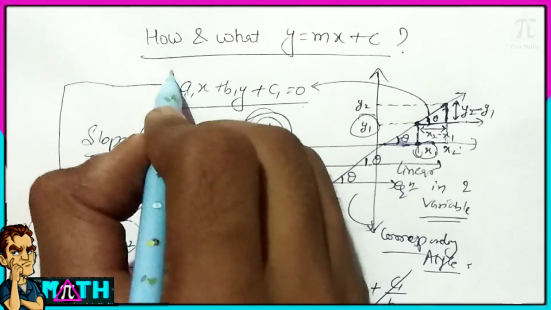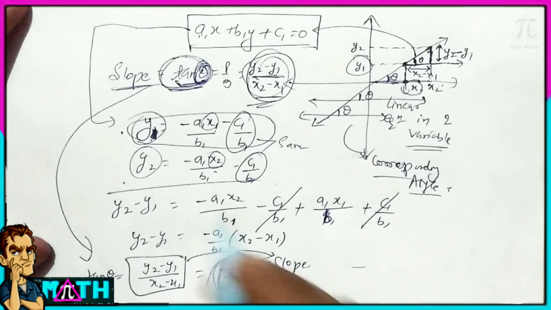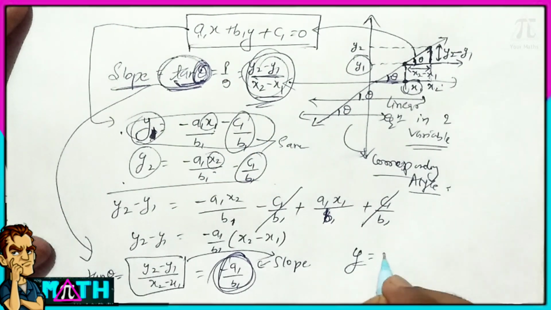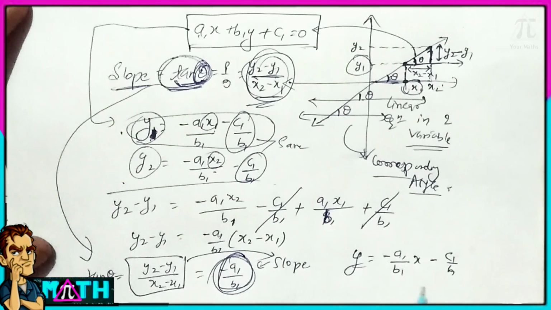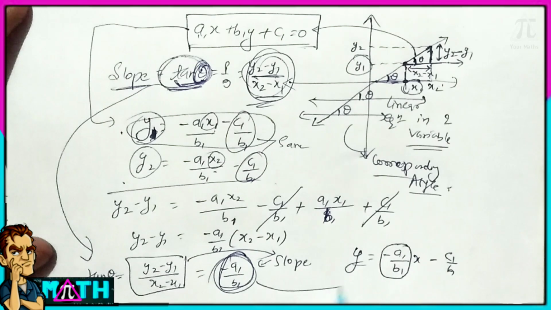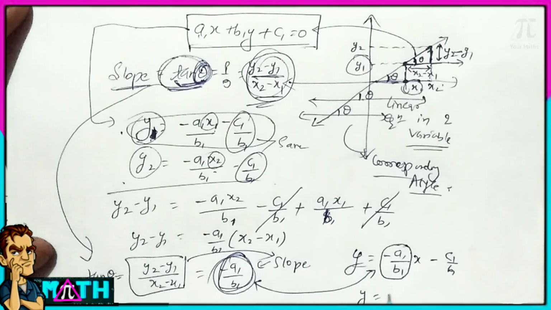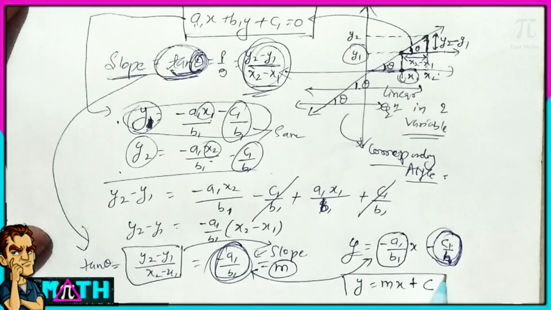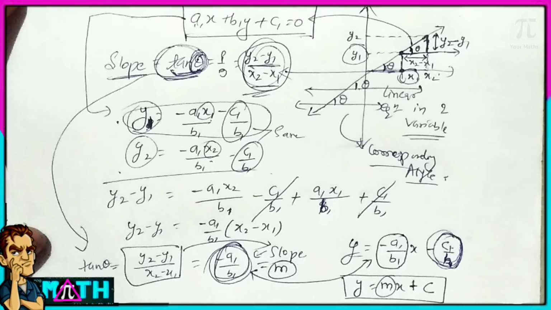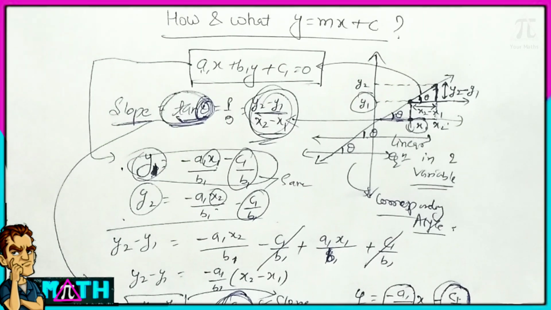Now from this equation we get y equal to something like that. Now rewrite it: y is equal to minus a1 upon b1 x minus c1 upon b1, and in this you can see that this one is the slope. Now slope is generally represented by m, so this is mx, and this whole term can be written as c because it's constant. So you can see that y equals mx plus c will be the slope form of a linear equation in two variables.